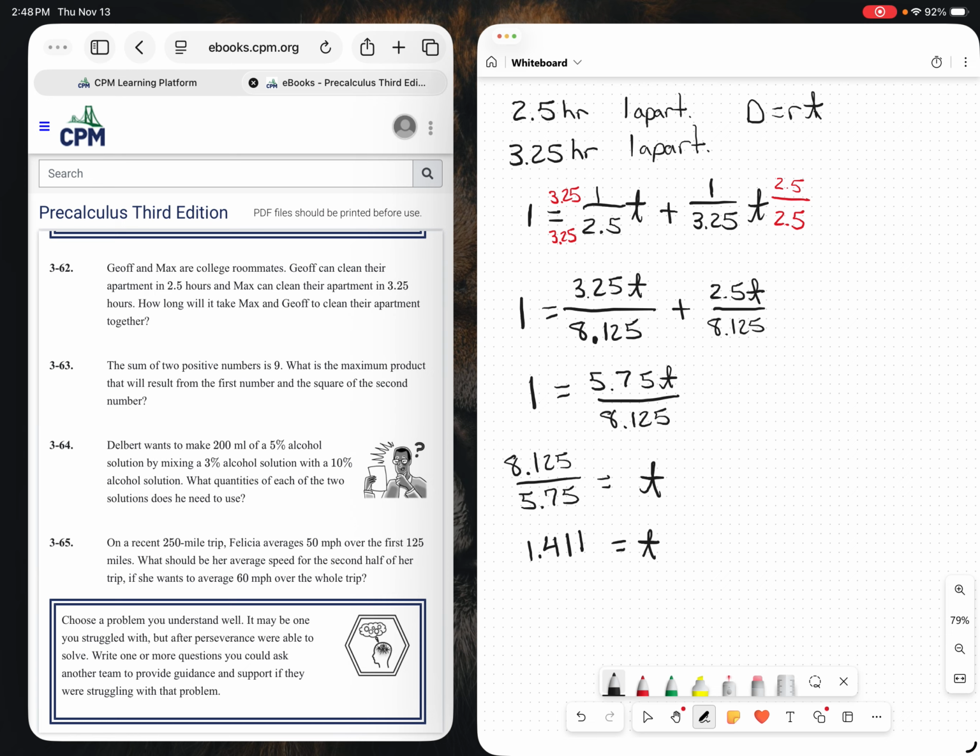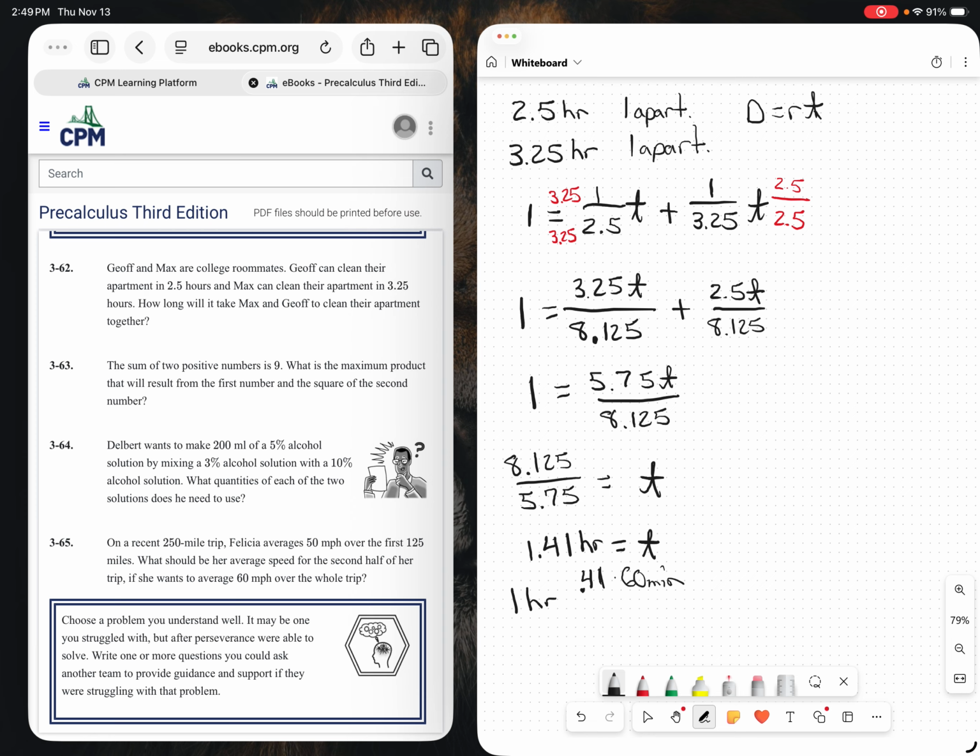1.41 hours. That is hours, because that's what our rate is in. Now, it doesn't necessarily say that solves the problem, but I asked, what does 0.41 mean? It's 0.41 of an hour. But hours are based on 60 minutes. So if I wanted the minutes, I would have 1 hour and 0.41 of an hour, so I take that and multiply it by 60 minutes to get my minutes.